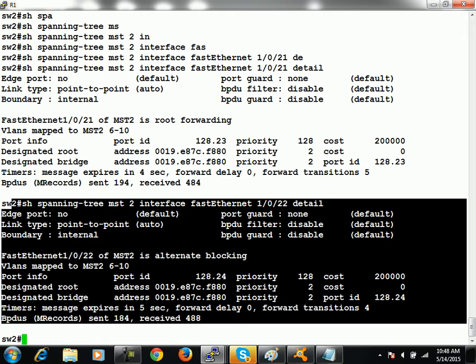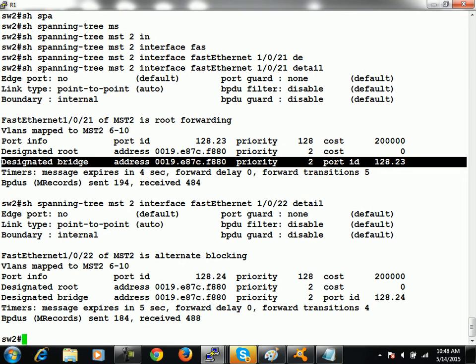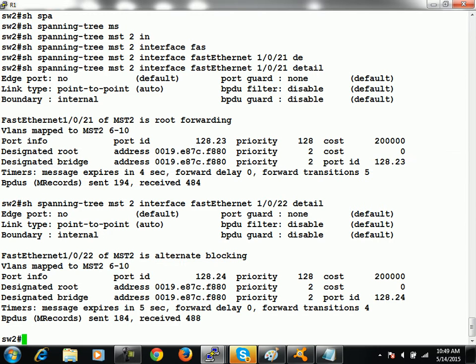Fine. Let me show you the designated root bridge ID. And the designated bridge ID is common. It means this time my designated bridge ID is working as a root bridge. And you can also see the designated port ID. This is the designated port ID. This one.